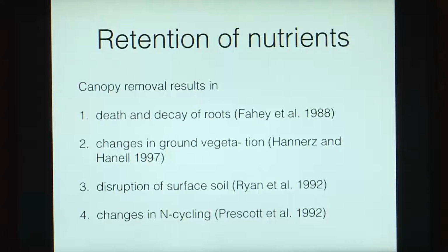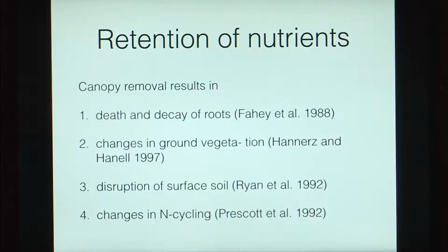So now coming back to the slide, we have seen that canopy removal results in changes in ground vegetation. It also results in a disruption of surface soil. Now why would the surface soil be disrupted? Because now this surface soil will not have enough moisture, it will be exposed to the sun rays. Now when this ground is exposed to the sun rays, its top portion dries up very fast, and when that top portion dries up, it will also result in the death of the individuals of the species that are found there in the topsoil. So when that layer dries up, it results in a disruption of the surface soil.